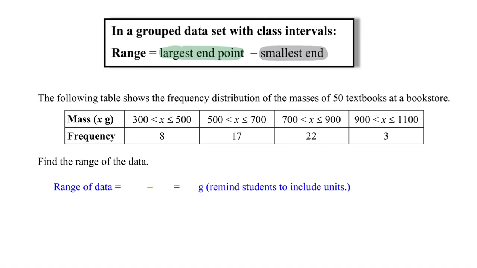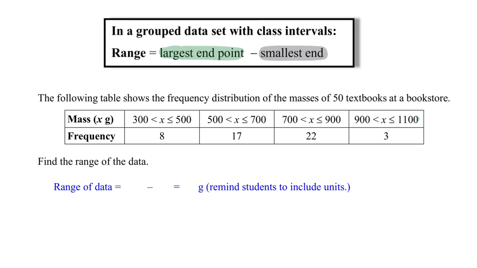Hello everyone, welcome to this video where we are going to have an example on how to find range when given a grouped data set like this. Frequency distribution of the mass of 50 textbooks at a bookstore. Well, we just need to look at this range. How do we find the range?